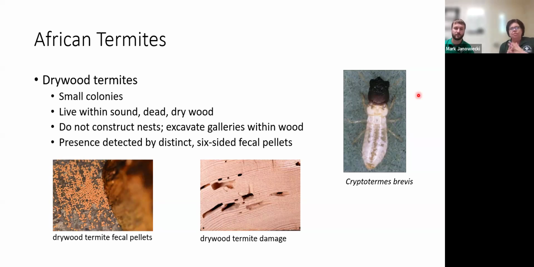So they're not going to be constructing nests, but they will be carving out galleries within the wood that they're feeding on. But their presence is most times detected by them leaving behind these very distinct six-sided fecal pellets. And we'll see that in other pictures as well. But this is a very distinct indicator of a termite infestation.